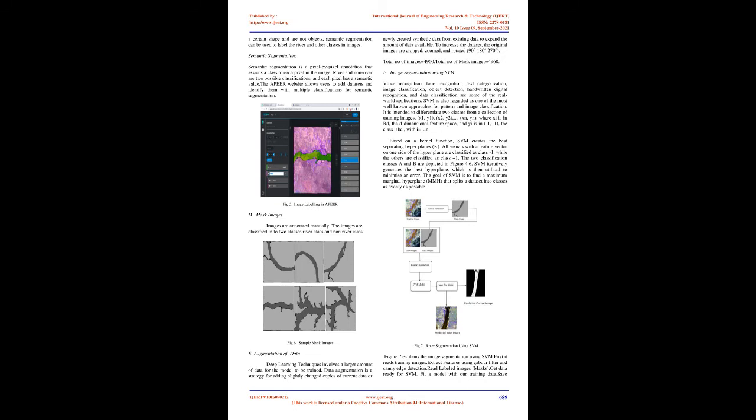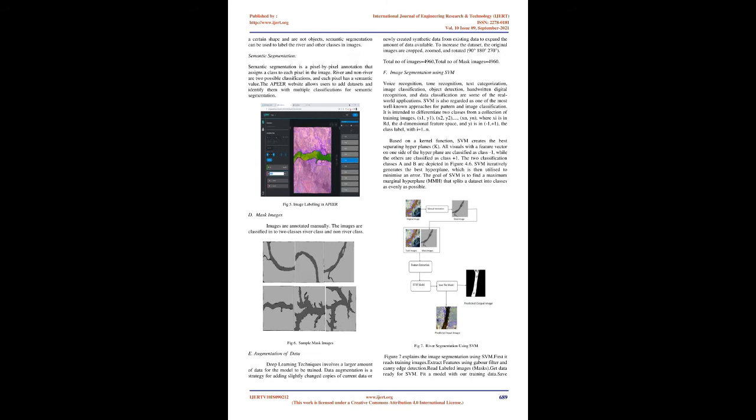Bounding box, polygonal segmentation, semantic segmentation, 3D cuboids, keypoint and landmark are the different types. Because rivers do not have a certain shape and are not objects, semantic segmentation can be used to label the river and other classes in images. Semantic segmentation is a pixel-by-pixel annotation that assigns a class to each pixel in the image. River and non-river are 2 possible classifications, and each pixel has a semantic value.